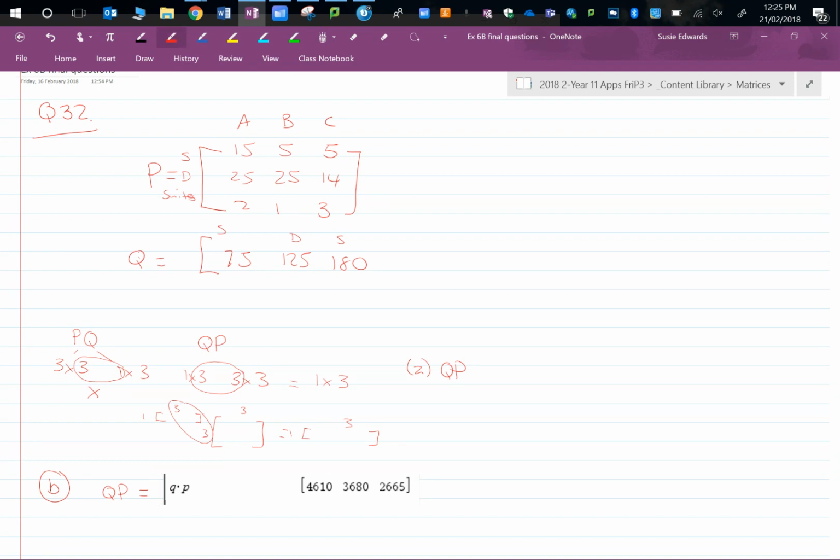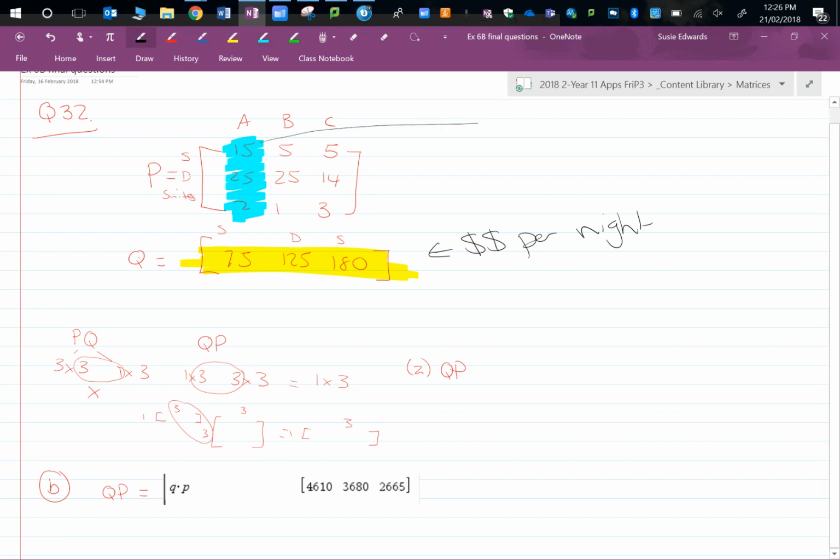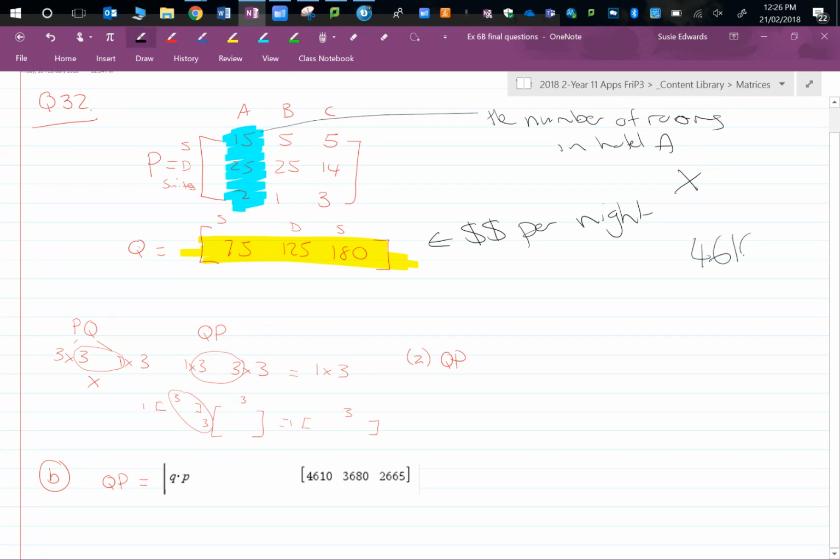Okay, so if we look at it and we go, what's this? What is Q? What's that showing us? What was it? Read the question again if you get stuck. It was the price per night, per room. Yes? Okay, so this is saying the price per night. Now, we're going to be multiplying that by the first column. So this one here. What's that showing us? It's the number of rooms in Hotel A. So if I multiply the number of rooms by the price for the rooms, what's it actually giving us as an answer? We know the answer is 4,610. What's this actually mean?